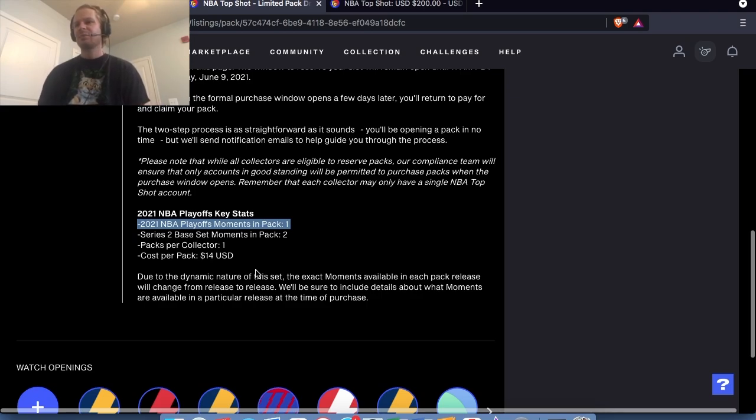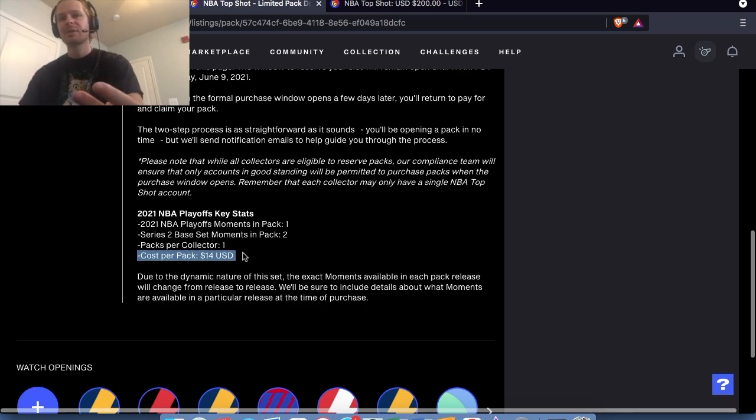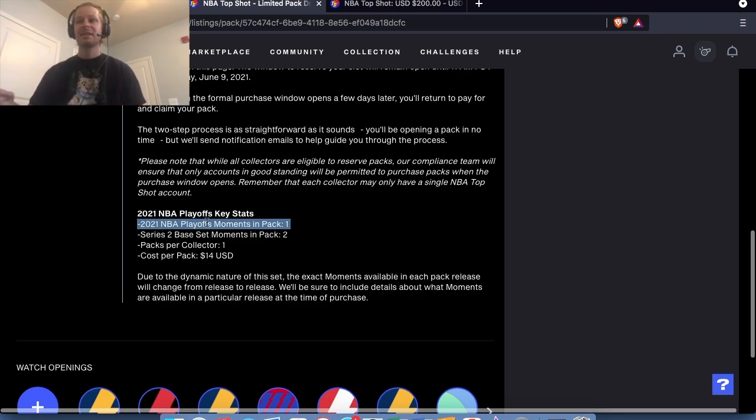But then that brings up the point, is this pack going to be worth $14? Because you have the two base moments that are probably going to be $2 each, so that's $4. And then you're going to expect the playoff moment to be $10. And for every single one to be at least $10, you're probably going to have to get them out of 10,000. If they're 15,000, you could get a role player that is probably not going to be worth $10, and then you're going to actually lose money on the pack.